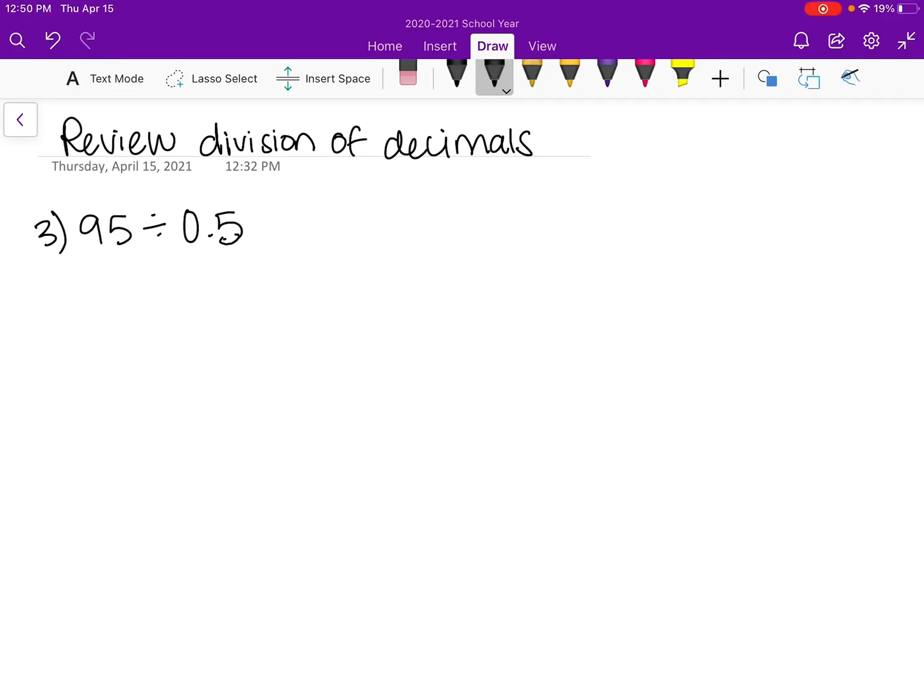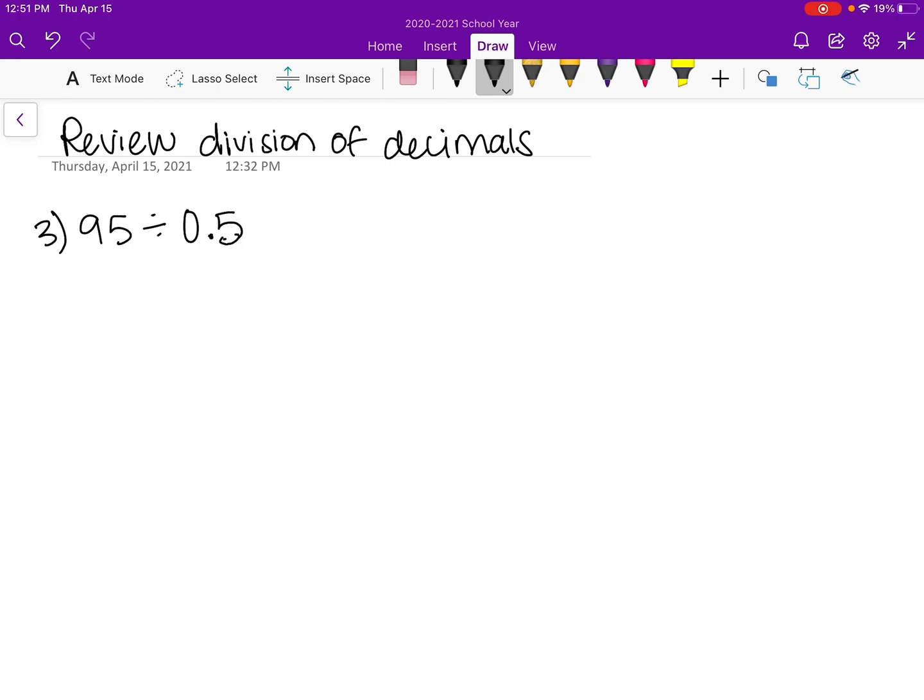Okay, problem 3 on our reviewing division of decimals is 95 divided by 5/10. It doesn't give us a specific way to do this, so you can do it any way that works. If you, for example, want to use logic, you can do that, but you have to show your work. You have to show me how you solved it the way you did. So I am going to use partial quotients because that's what we've been learning.